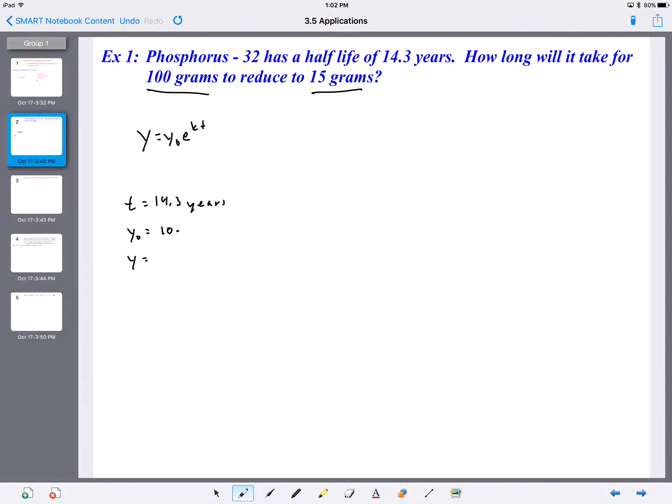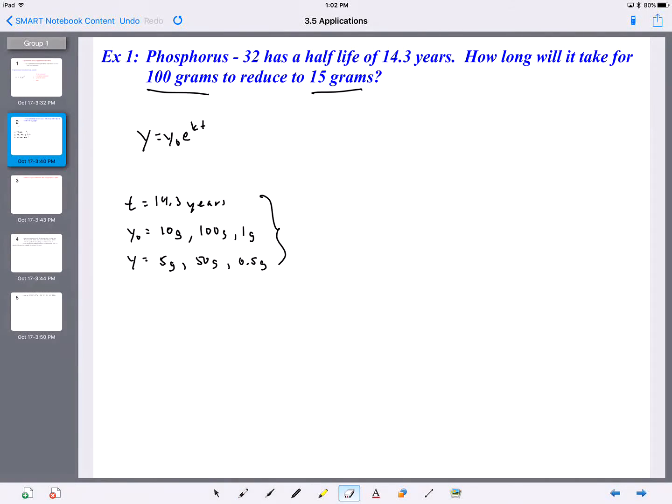You can pick 10 grams. 10 grams, half of that you'll be left with 5 grams. You could say 100 grams. Half of that would be 50 grams. You could pick 1 gram. Half of that is going to be 0.5 grams. So you can really pick whatever you want to get started, because no matter what, you do half of it, and the only thing that you're missing is the k value.